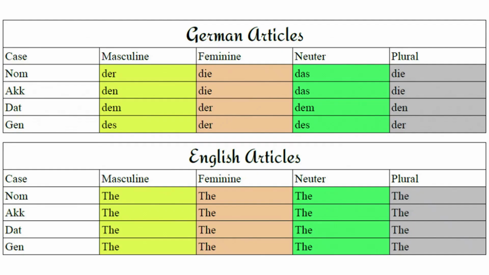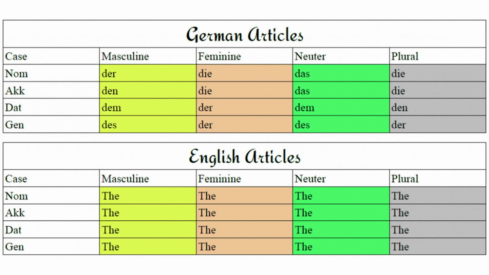So now we are going to learn German articles, the table of the. You can see on the left side the cases: nominative, accusative, dative, and genitive. Please note them down. Nominative means subject. Accusative means direct object. Dative means indirect object. And genitive means of the owner.